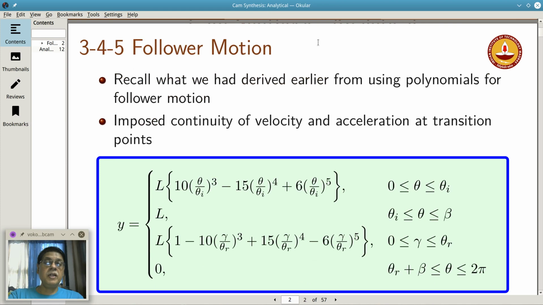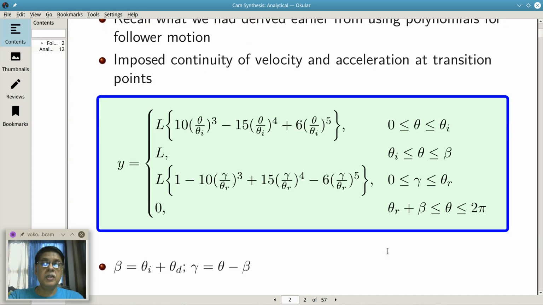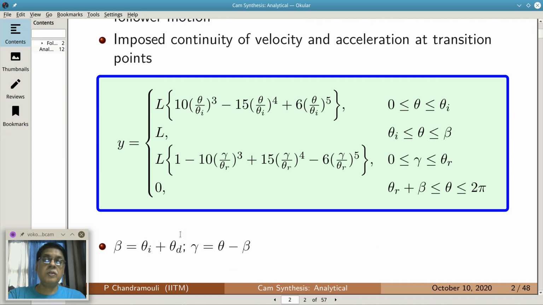So if you recall, we had earlier derived from using polynomials for follower motion. We imposed continuity of velocity and acceleration at various transition points, apart from of course the displacement itself. And then we got the following form. We derived this, right, which is called the 3 4 5 curve, because it has cubic, quartic and quintic powers in the polynomial. So everything is normalized with respect to theta by theta I here, where theta I is the rise period, and of course here it is theta r, which is the return period for the follower. Gamma is of course defined, as I will show you, as theta minus beta, where beta is theta I plus theta d. So all of these we showed you. So we were able to get this expression for y of theta.